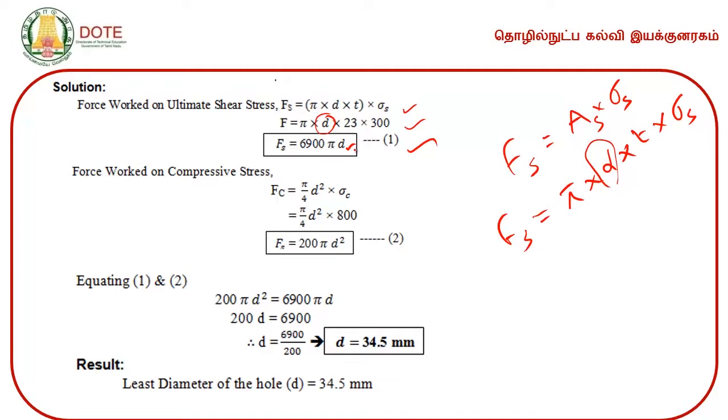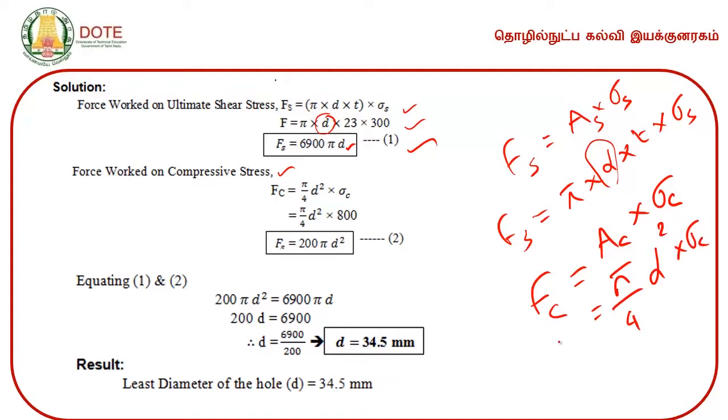Now we are given another compressive stress value. Now we can calculate the force required to punch the hole due to compressive stress. Fc is given by area resisting the compressive load into compressive stress. What is the area? Pi by 4 d square into sigma c. This is going to be Fc. So we can keep the diameter value as it is and we will end up with the equation Fc is equal to 200 pi into d square.